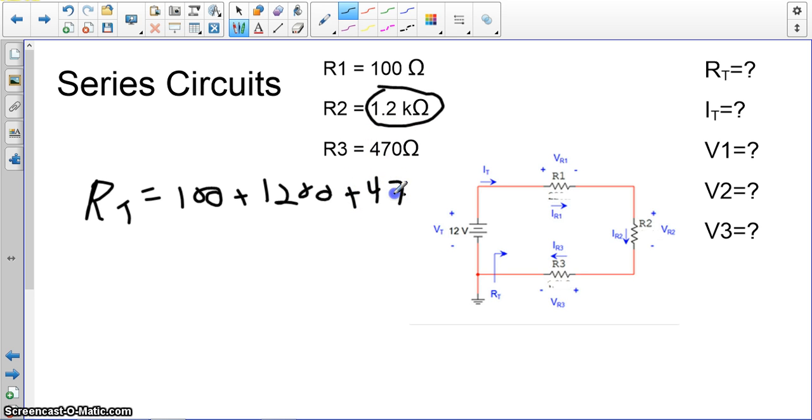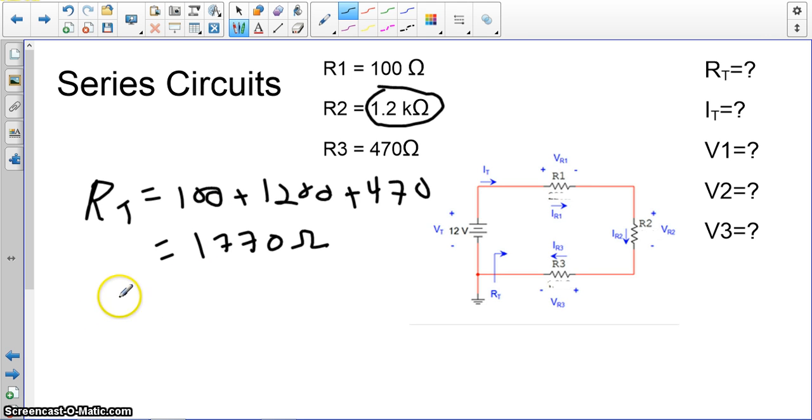And then plus 470, and so this is 1770 ohms, okay? Or 1.77 kilo ohms. And that's how I would write the answer, but I'm going to use this number, so I'm just going to chill, and this video is already going a little long.